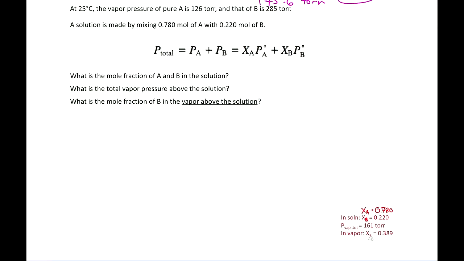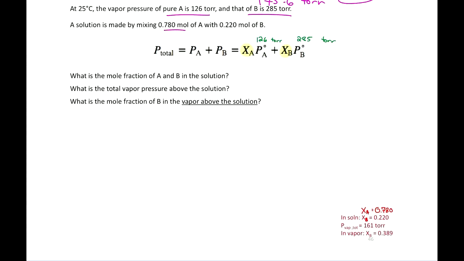Okay, so here I have another example, but with easier numbers. So we have pure A, there's pure B. Okay, so pure A is 126 torr, and pure B is 285 torr. So our strategy is the same here. We got the pure forms, so really what we need to get for this question is, okay, what are the mole fractions of stuff when we mix A and B? Both of them are volatile, so we have to use this expanded Raoult's law, right? Okay, what is the mole fraction of A and B in the solution?